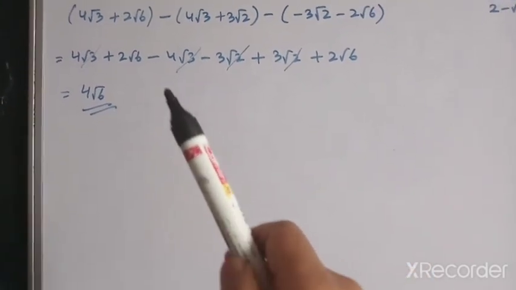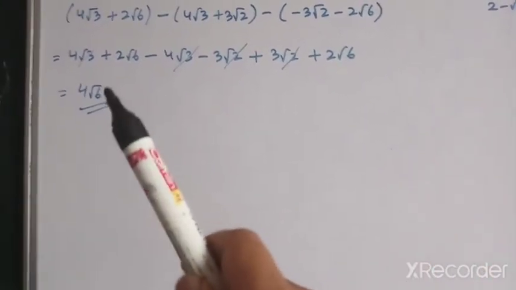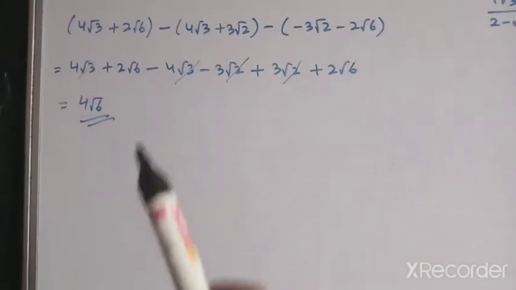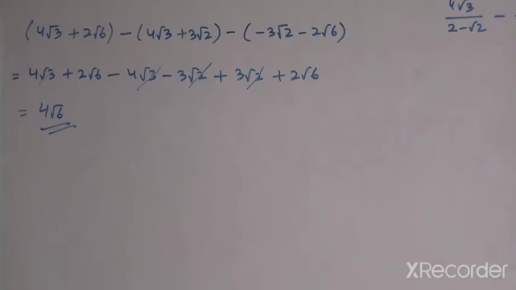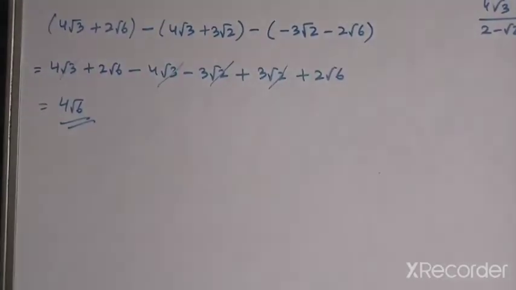So in most of the cases everything gets cancelled and you get the result as 0, but in this case we are getting 4 root over 6. So this is the solution of this particular quotient.